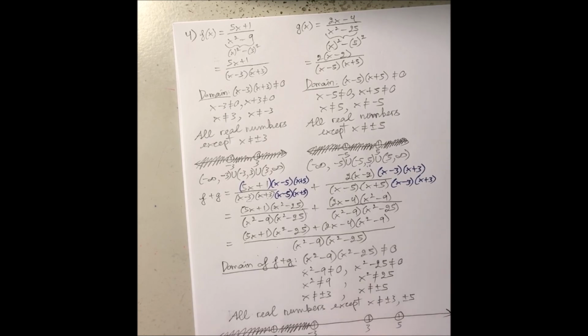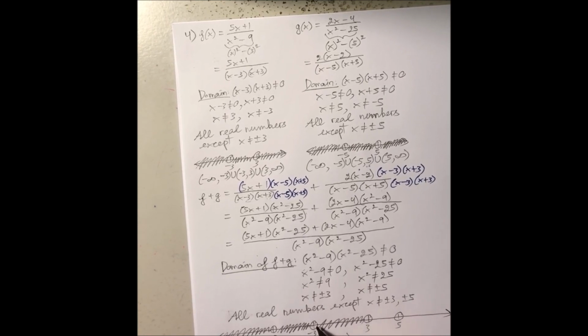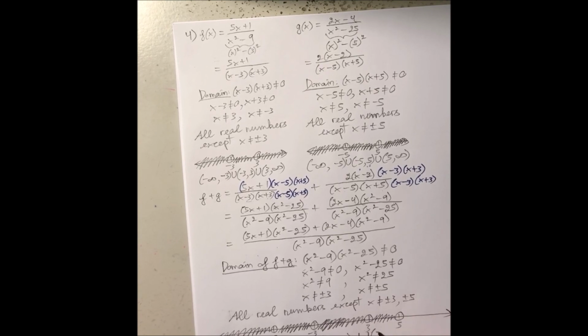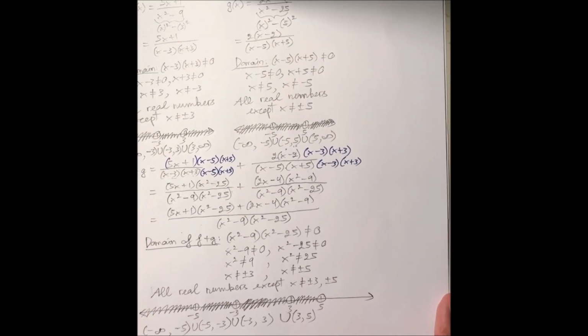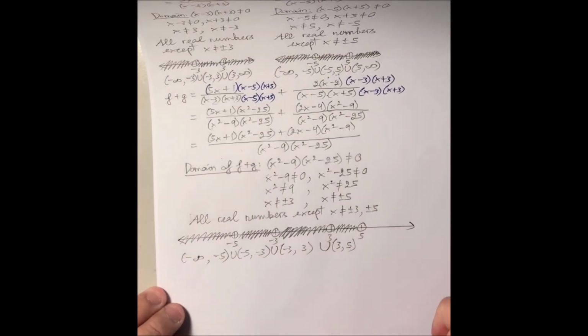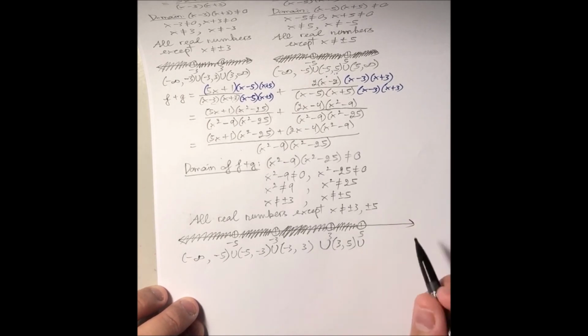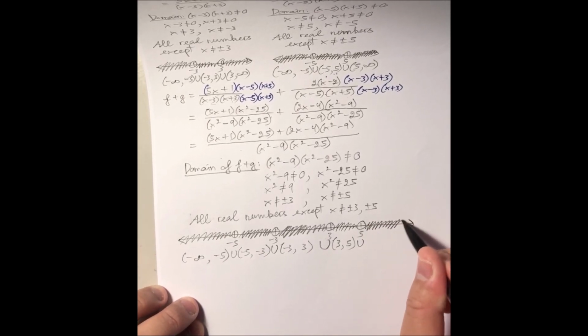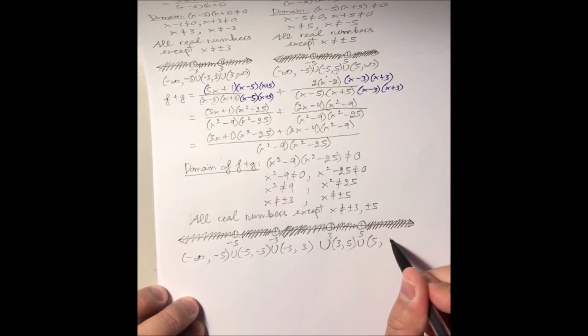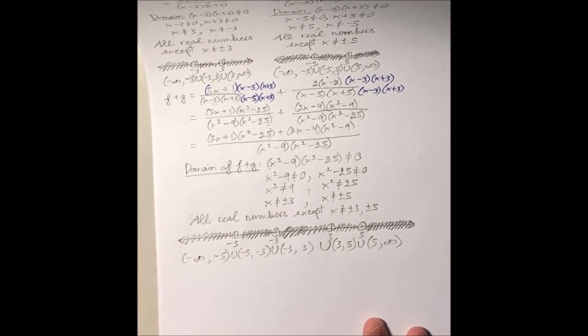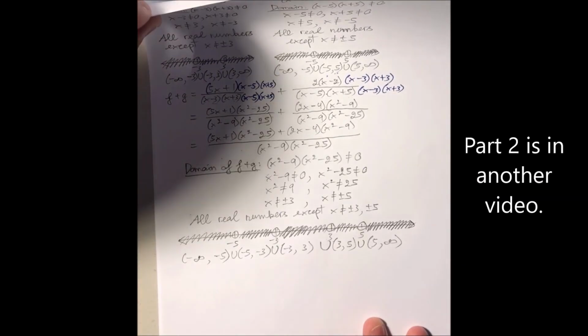Jump to the next part, put a union sign, going from negative 3 up to 3. Put a union sign again to go to this part, from 3 to 5, not including both of them, as another open interval. And then put a union sign again to go to this part, from 5 up to positive infinity, but not including 5. So yeah, that's how we find the domain of the sum. Now what about the difference?